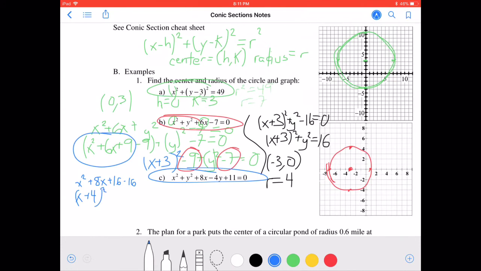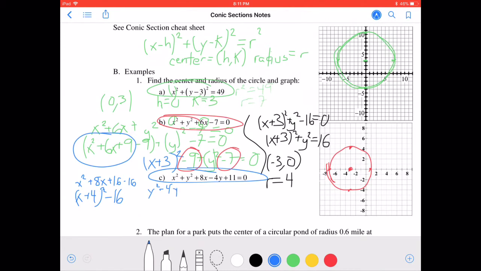Squared. And then minus 16. Alright, for the y's, same process. Write them all together. So I get y squared minus 4y.